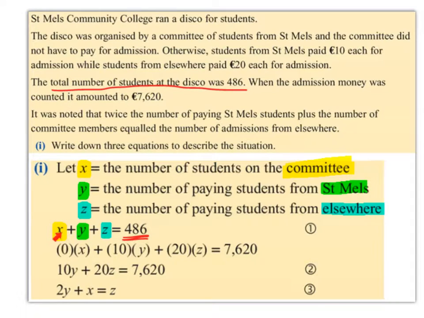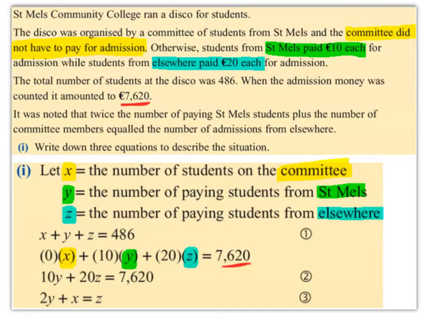Where x represents the number from the committee, y represents the number from St. Mel's, and z represents the number from elsewhere. So the total number of students at the disco was 486. So here we have equation number 1. Next we're going to set up equation number 2.